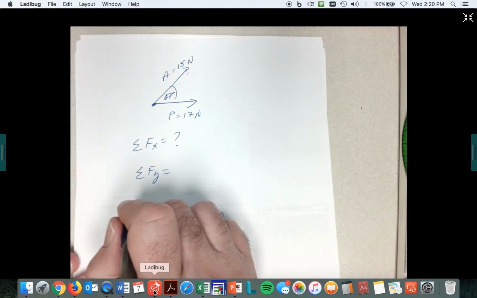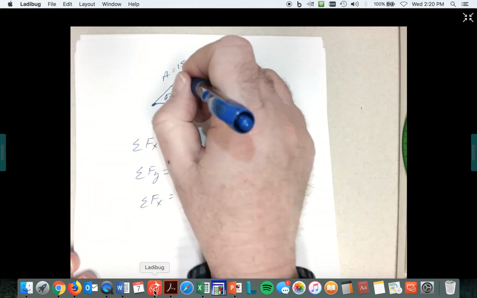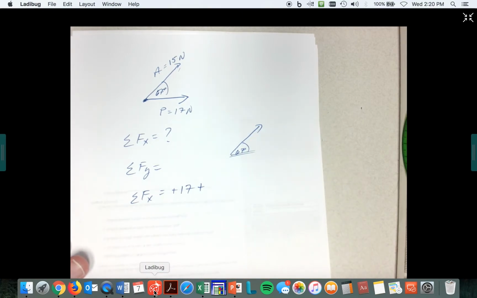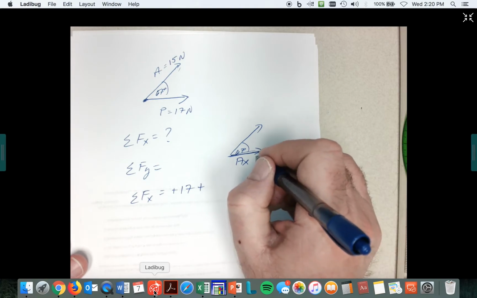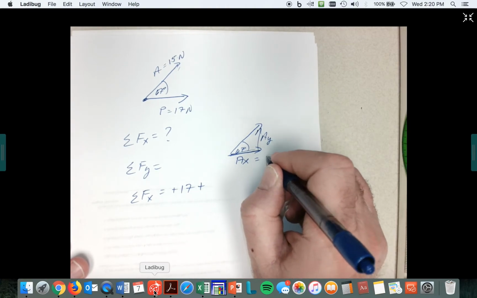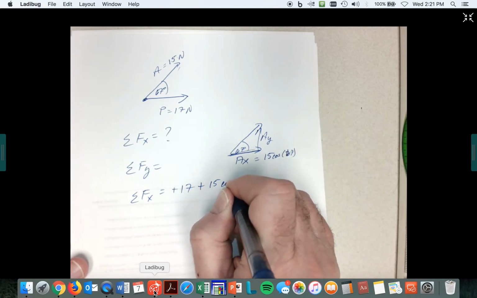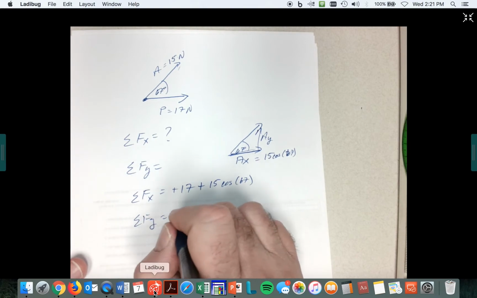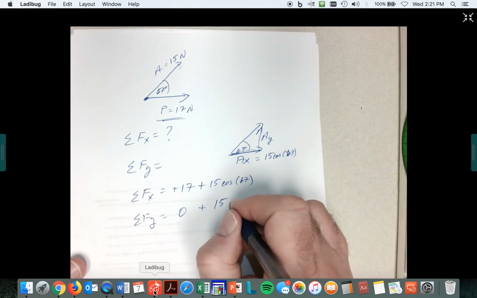Well, the sum of the forces in the x direction is equal to 17 plus, now let's take a look at 15. 15 goes up like this at an angle of 67 degrees, right? That's not a very good 67 degree angle, but it's got an x component here and a y component. So the x component is equal to 15 cosine of 67. Okay, and the forces in the y direction are equal to 0 from this guy plus 15 sine of 67.